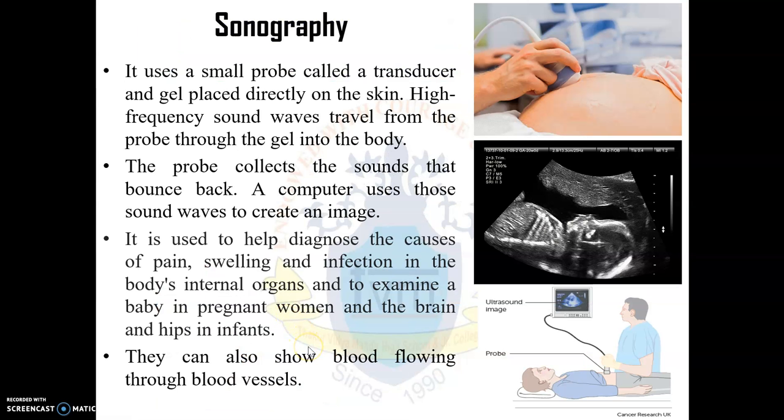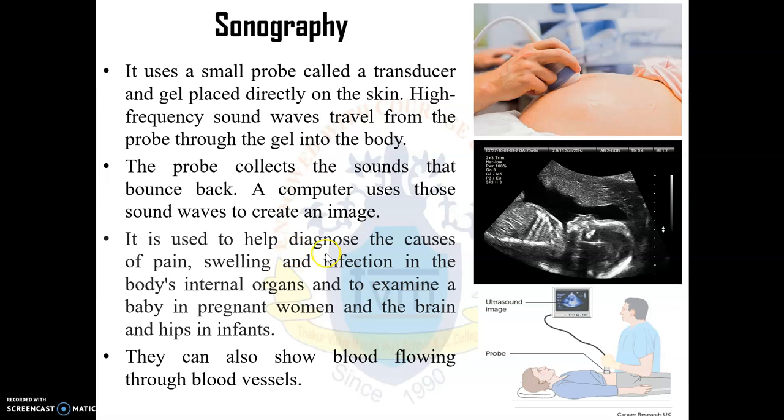Let us understand the mechanism of sonography. It uses a small probe that is called a transducer. Over here you can see this is the transducer and the gel is placed directly on the skin. High frequency sound waves travel from the probe through the gel into the body. The probe collects the sounds that bounce back. A computer uses those sound waves to create an image like this. This is the image of the baby inside the womb of a pregnant woman.